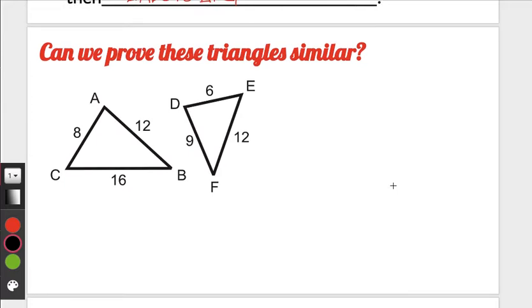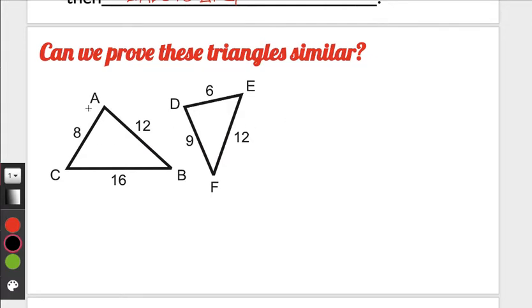The first one, we have two triangles, and all six sides are labeled with their measurements. Since we have all the sides and we don't know any information about the angles, I would prefer to see if we can use SSS to show they are similar. So let's write down the matching sides to see how we prove it.